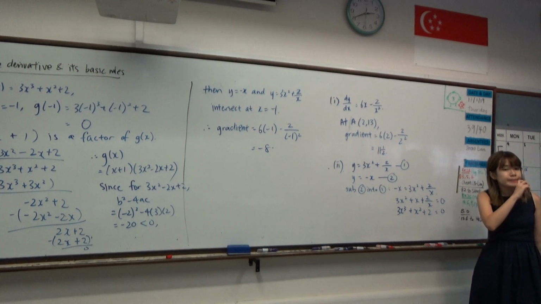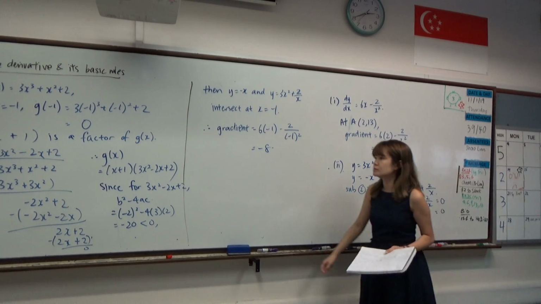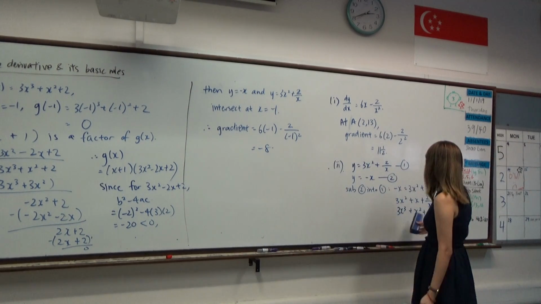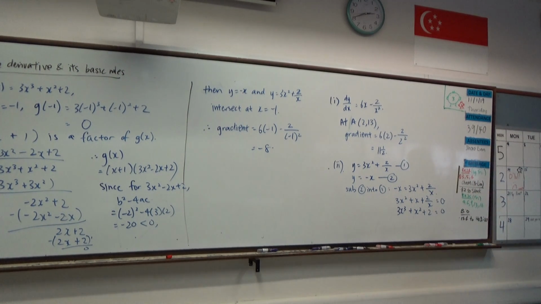Any questions? So you do the long division and the factor theorem, or you just put that you intersect at one point? Yes, because we are doing the long division and factor theorem so as to find out where it intersects. What is the solution? Remember?